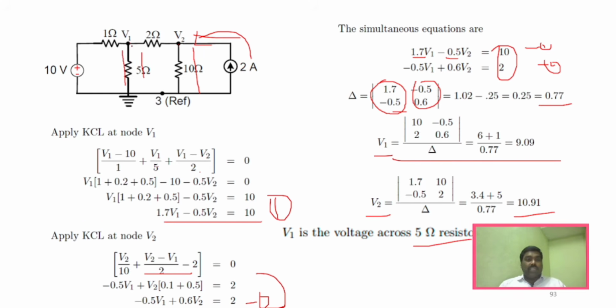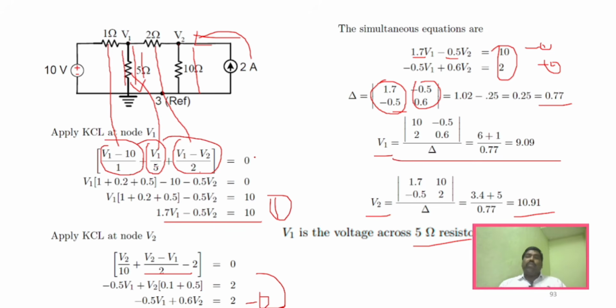In this resistor, you can see there are no other voltages. There is only V1 here. So the voltage across this 5 ohm resistor is 9.09. And if you want to find the current across this resistor, you will use this expression alone. The current across this particular resistor is V1 divided by 5.